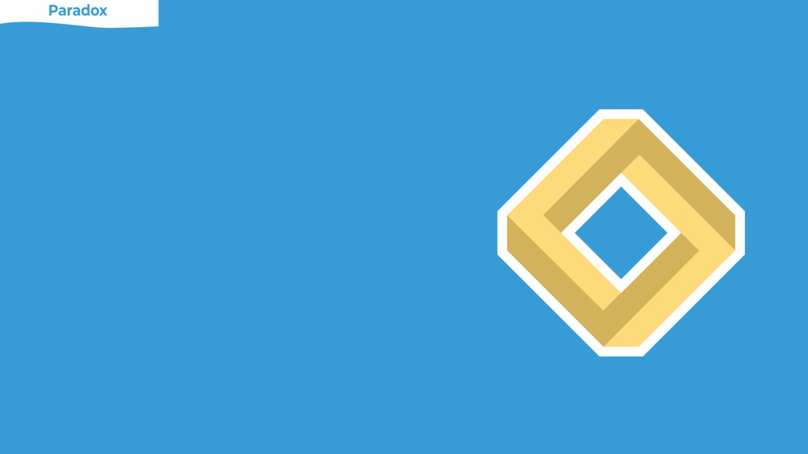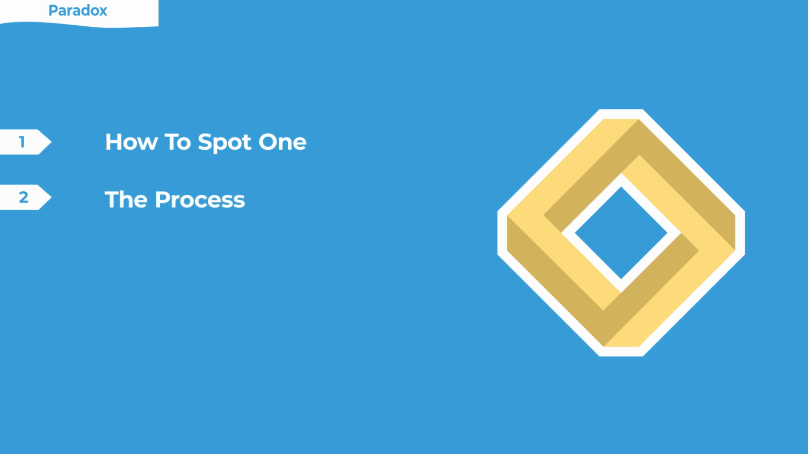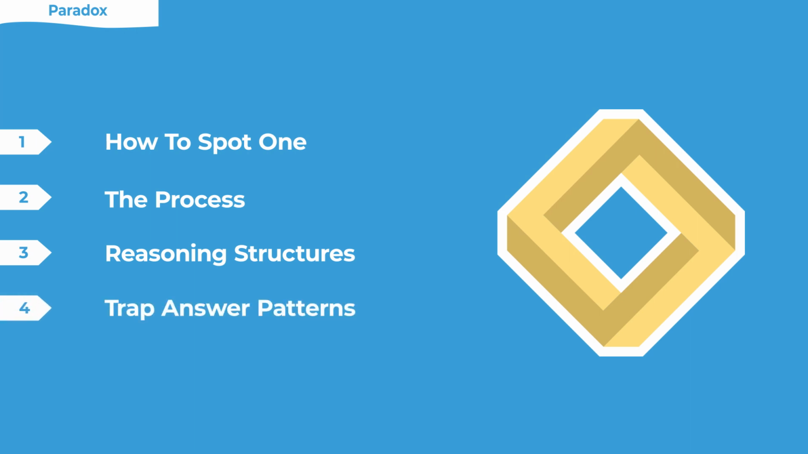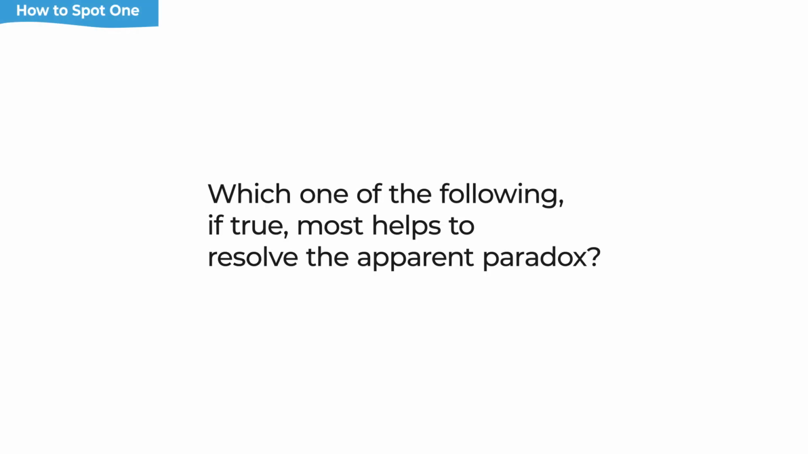In today's lesson, we're going to cover the following four things: how to spot a paradox question, what process you want to take when approaching one, what kinds of reasoning structures you can expect to see within the stimulus and how to deal with them, and what kinds of trap answer patterns you should be on the lookout for when you're working through the answer choices. So let's get started with how you spot a paradox question.